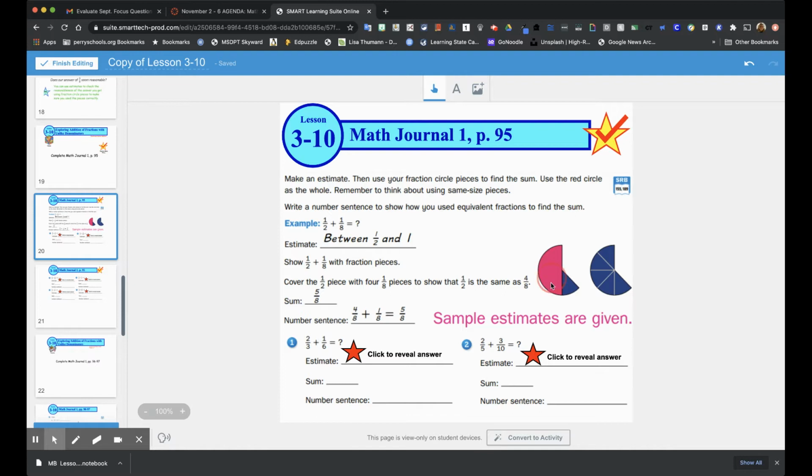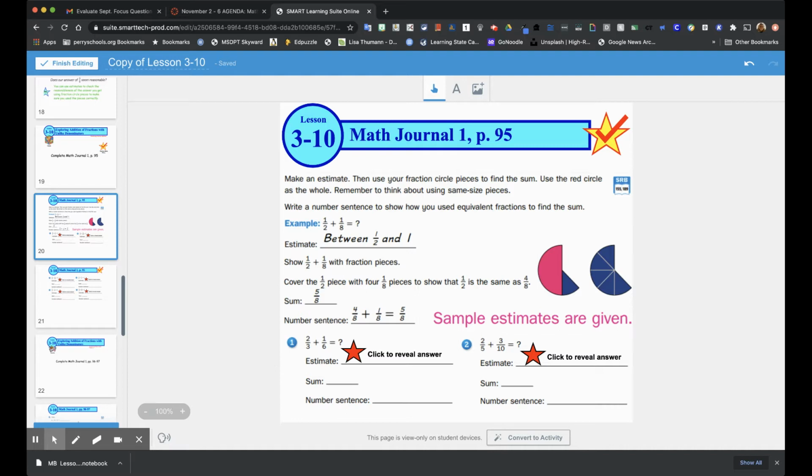So we have that right here, 1/2 in the pink and 1/8 in that dark blue. Cover the 1/2 piece with 4 1/8 pieces. They did that right here, 1, 2, 3, 4. And then we have that 1/8 piece next to it. So we can see that we have 1, 2, 3, 4, plus one more is 5, giving us 5/8. And then we created a number sentence of 4/8 plus 1/8 equals 5/8. So your turn now.